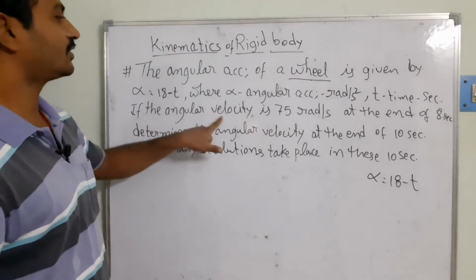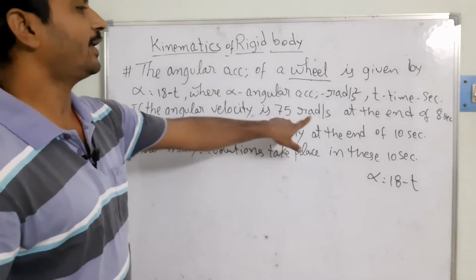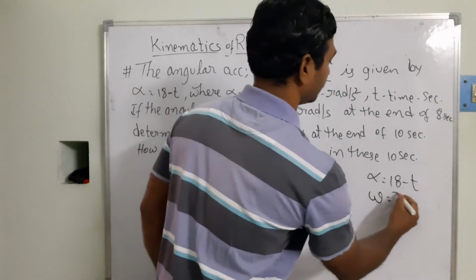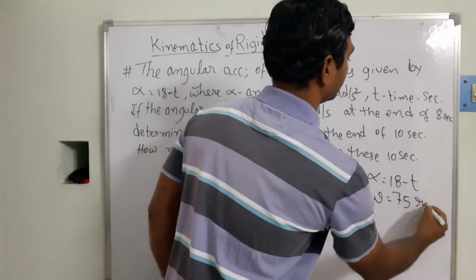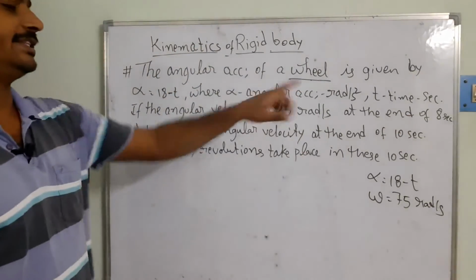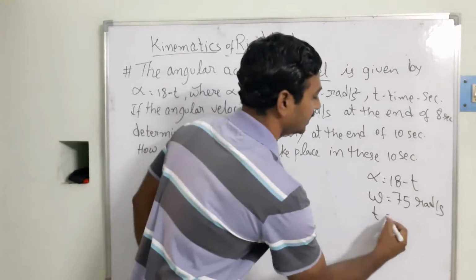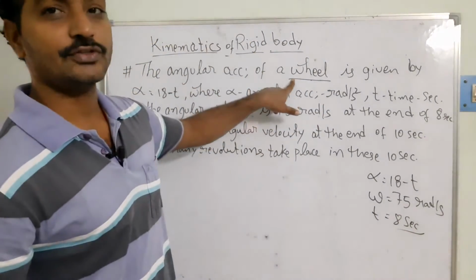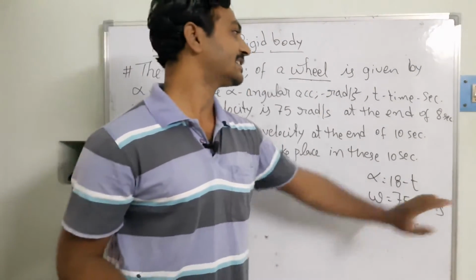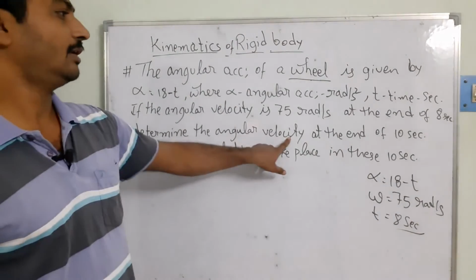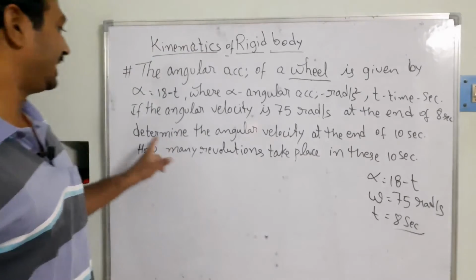Suppose the angular velocity is 75 radians per second at the end of 8 seconds. It means t is equal to 8 seconds, and the wheel has an angular velocity of 75 radians per second. Determine the angular velocity at the end of 10 seconds.